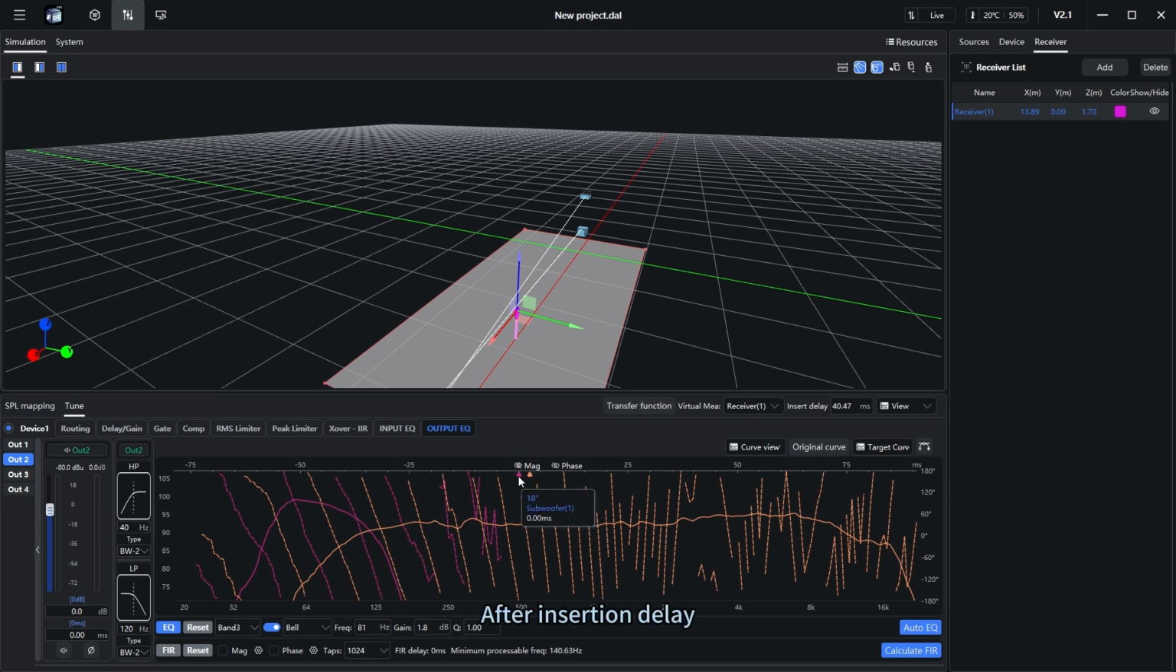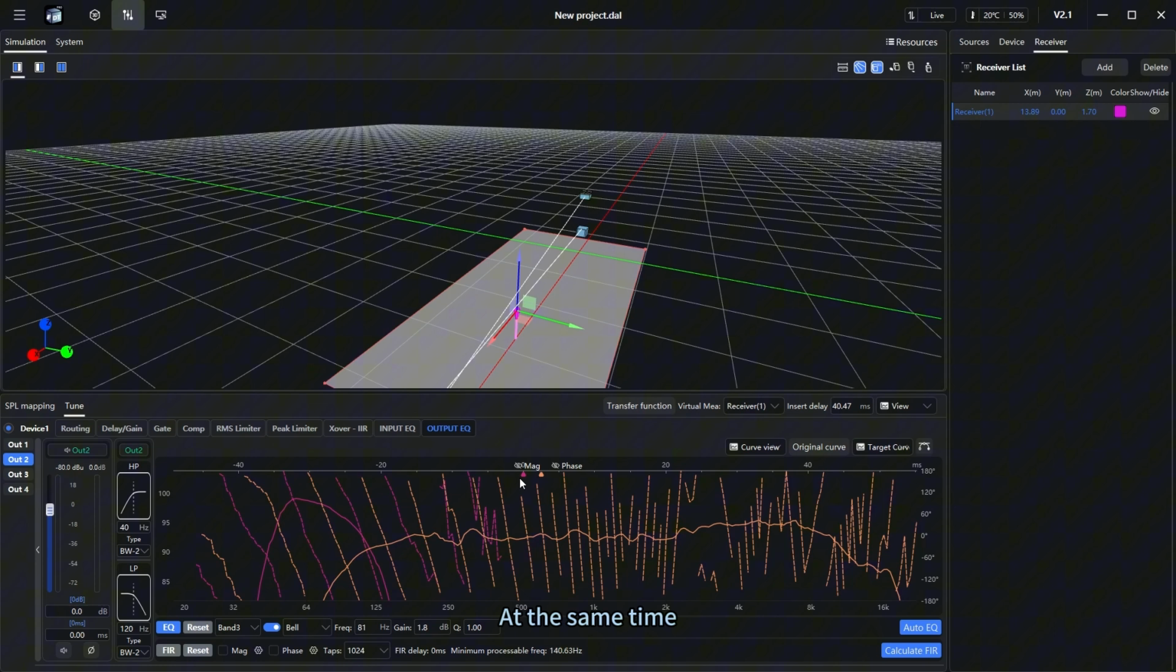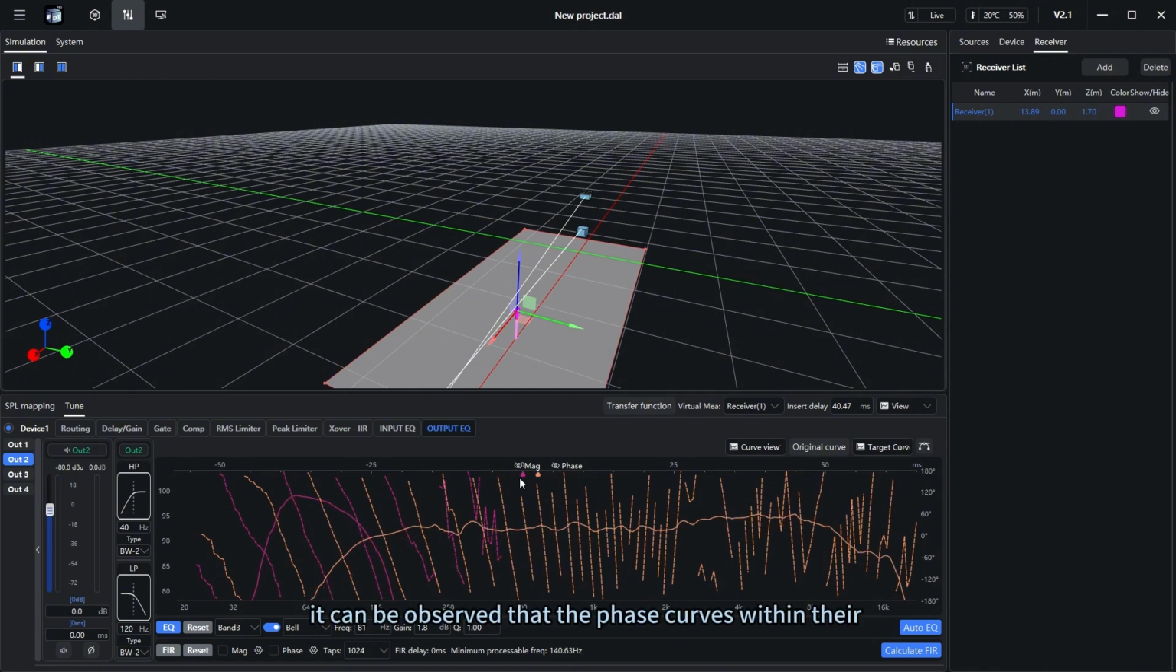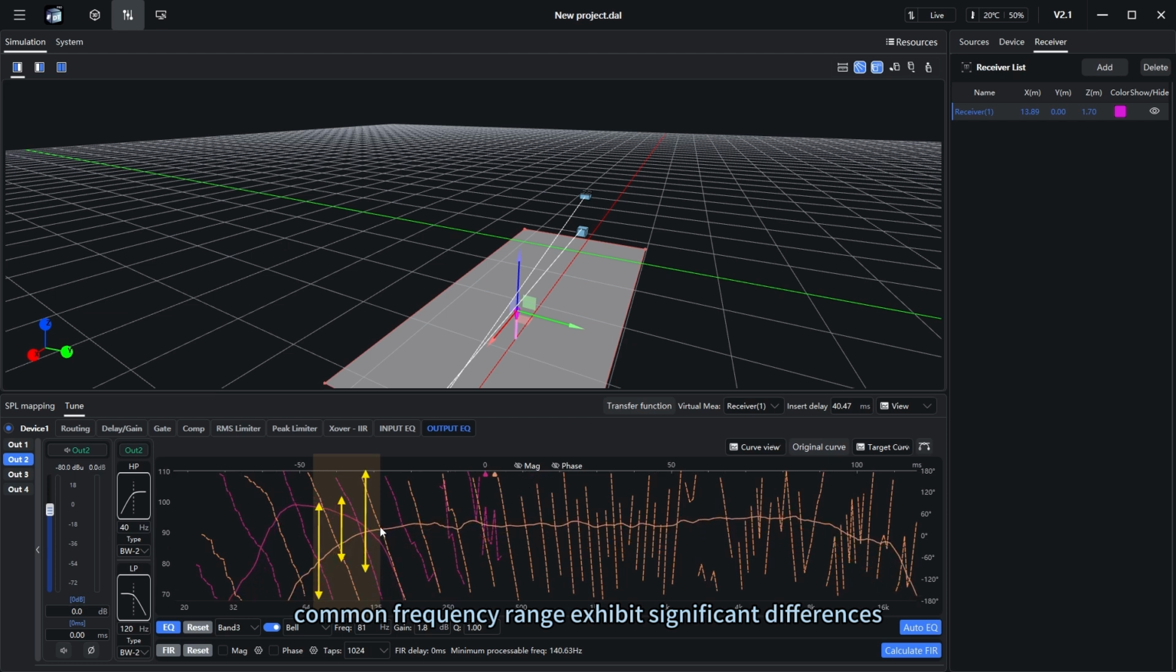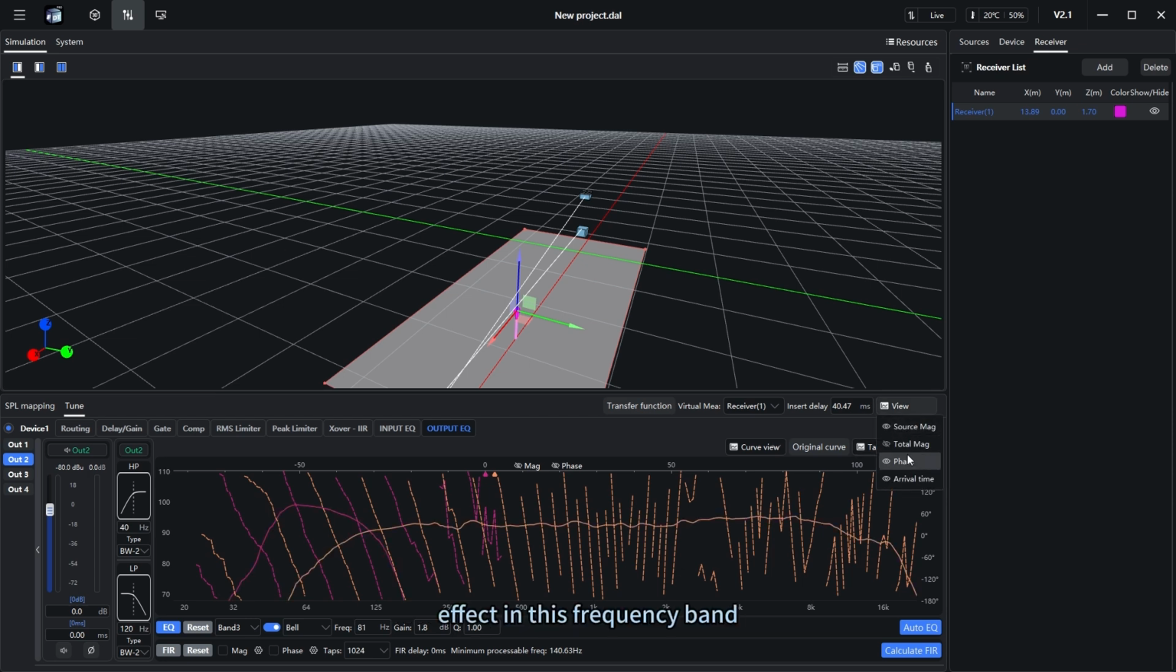After insertion delay first, one may observe the time difference in arrival between the two sound sources. At the same time, it can be observed that the phase curves within their common frequency range exhibit significant differences. We display the total magnitude, revealing a pronounced cancellation effect in this frequency band.